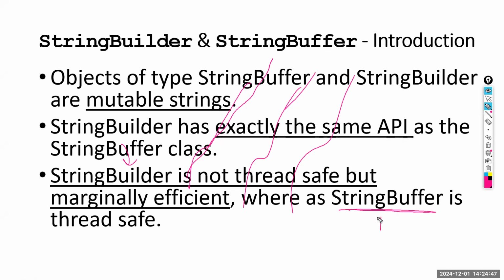So the idea is if you are doing thread programming or parallel programming, use StringBuffer because it is thread safe. If you are not interested in thread programming, StringBuilder is good enough because StringBuilder uses a little bit fewer resources. So in general cases use StringBuilder, but if you are planning to use that object in thread programming, use StringBuffer. Other than that, there is no difference.